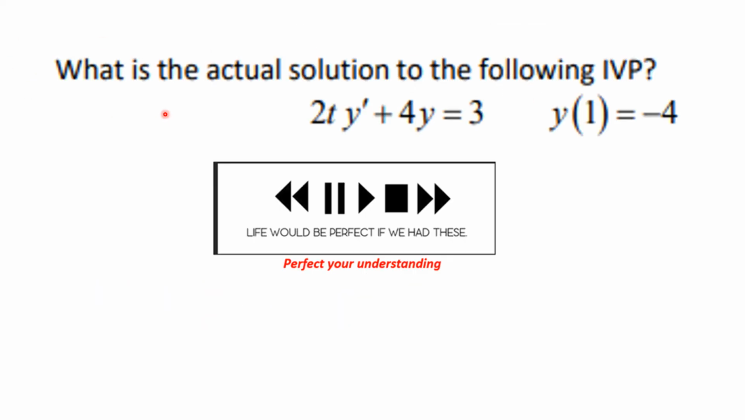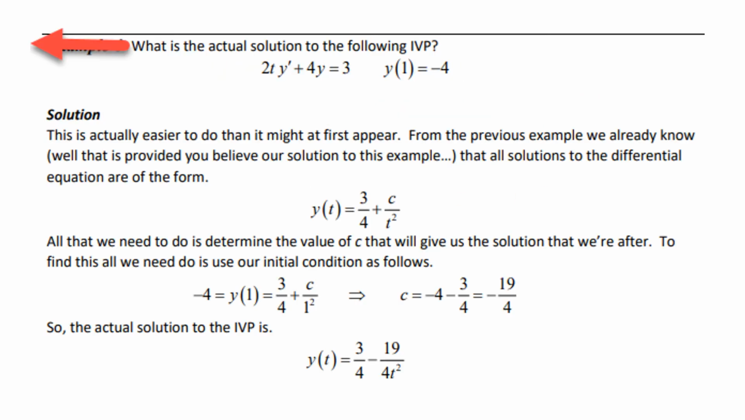Now here, I'm asking you, what is the actual solution to this? Now this is the same differential equation we were looking at before, but now I'm giving you an initial condition. I'm saying that y at 1 is equal to minus 4. You know what to do? Let's see how you did. We know what the solution was from the previous problem, so we substitute t to be 1 and y to be minus 4, and we find out that c has to be negative 19 over 4, and that means that this is the solution to the initial value problem.